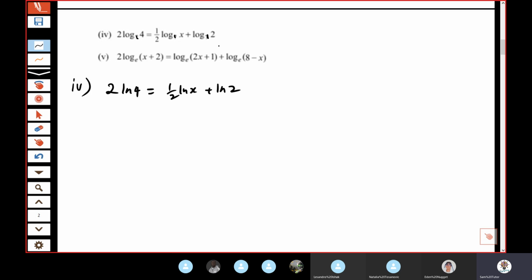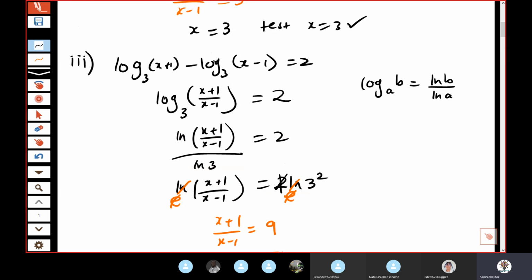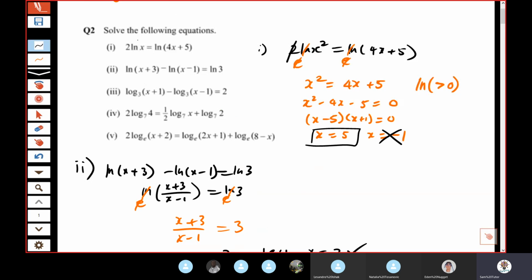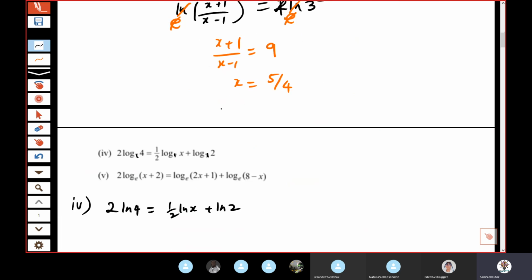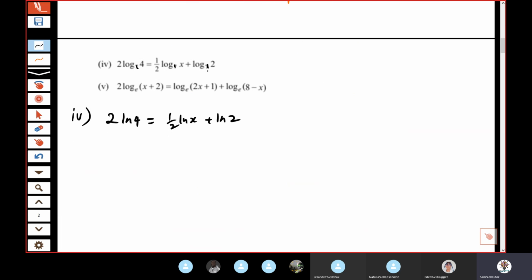Why couldn't I do that for the question above? Let's just recap. This has a 3, this has a 3. Your right hand side doesn't have a log 3. This one, all of them are 7s. If they weren't all 7s, you still can't cross out. You just have to do it through fractions.